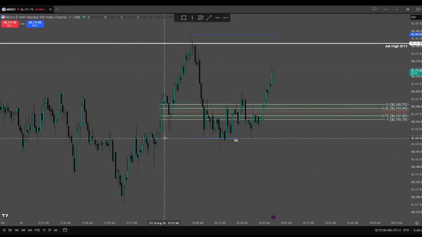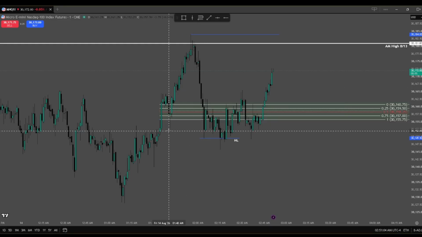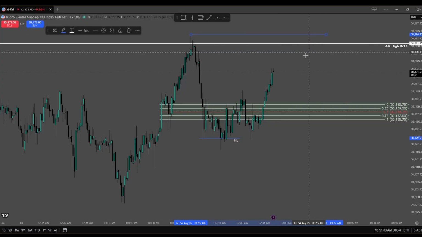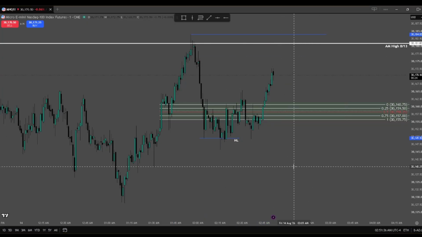And we can see we didn't really have one up here. The lowest one was right here, which is a little too far out. But we're just going to see if price wants to reach this high. And if it does, we're just going to close it there.